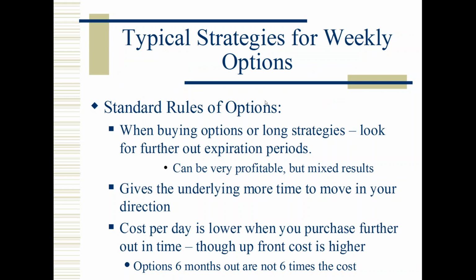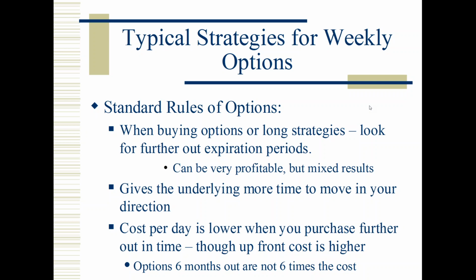Now, let's talk about the typical strategies that are used for weekly options. Now, as we just mentioned briefly before, the standard rules of options, since we know that if we sell closer in time, month by month by month, or even week by week by week, we get the higher annualized return. The option that is 6 months out in price and at the same strike price is not going to be 6 times the cost. Okay?